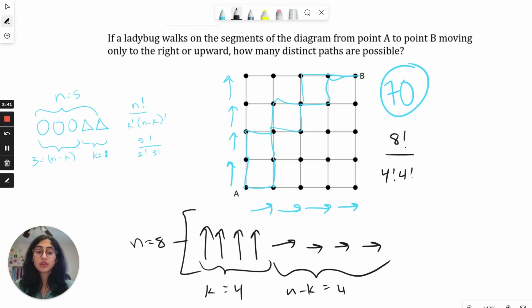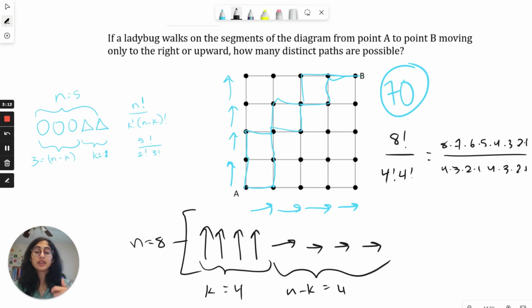And if you don't know what a factorial is, it's basically just a number times all of the numbers that are 1 less than it. So for example, 5 factorial is equal to 5 times 4 times 3 times 2 times 1. So similarly, 8 factorial would be equal to 8 times 7 times 6 times 5 times 4 times 3 times 2 times 1. And then 4 factorial on the bottom is just 4 times 3 times 2 times 1, and then again, 4 times 3 times 2 times 1.